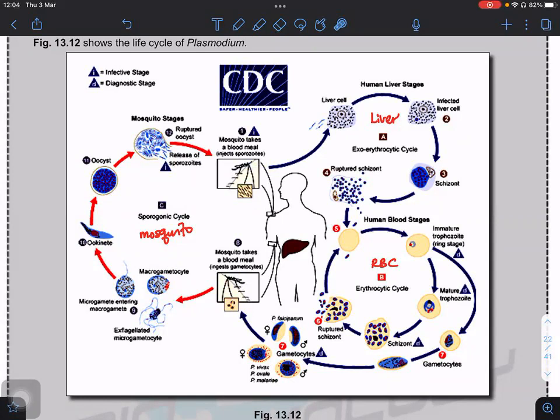So you can see that the vector is involved, there are many stages, and each stage has its own surface antigen, making vaccination actually difficult. Okay, you do not need to memorize this.